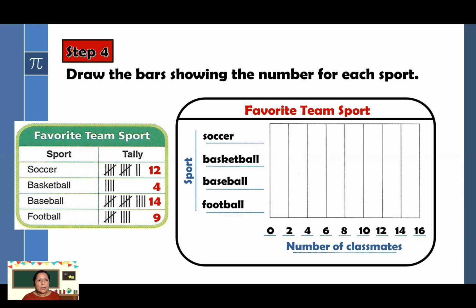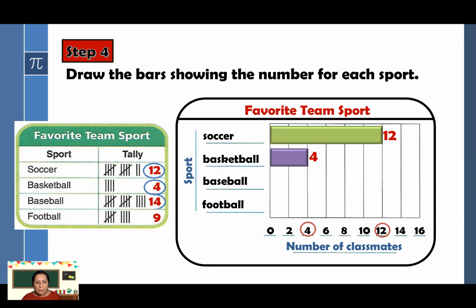Step number 4 is going to be draw the bars showing the numbers for each sport. So for soccer, we have 12. Now I'm going to locate that number in my graph, and I'm going to draw a bar that stops at 12. I'm going to label it. Then I'm going to go to basketball, which has 4 votes. 4 kids voted for it. I'm going to look for it on my graph, and I'm going to draw a bar that stops at 4. I'm going to label it.